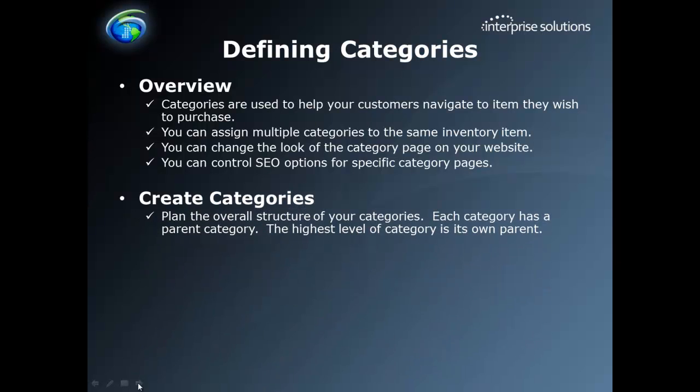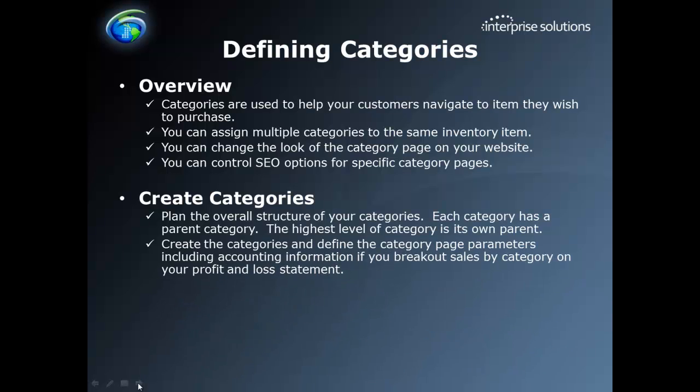To create categories, first plan the overall structure of your categories. Each category has a parent category. The highest level of category acts as its own parent. Create the categories and define the category page parameters, including accounting information if you break out sales by category on your profit and loss statement. Then all you have to do is save the categories and your website is ready to go.